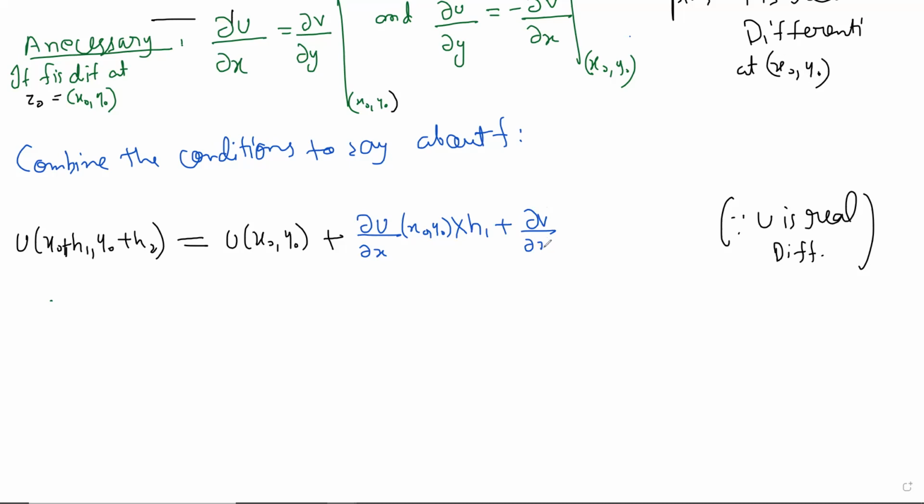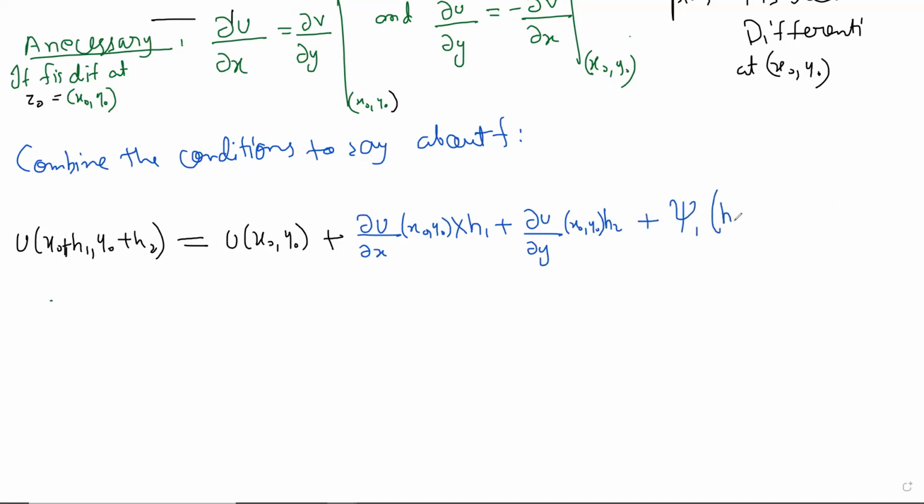It's about u, right? The partial with respect to y, again at (x naught, y naught), times h2. We're just trying to combine it and see what we can say about f. Simple. And here we have this approximation. This is the error. And this is the norm of h. Just setting single mod, you can understand. So this is obviously the first equation.